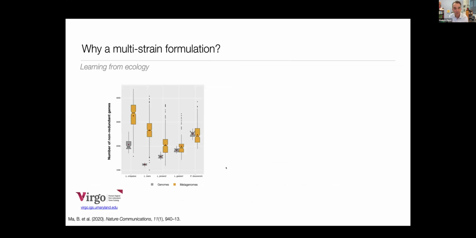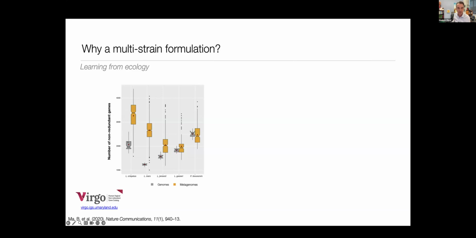So the big question is, why a multi-strain formulation? This is where we're trying to learn from ecology. In analyzing this gene catalog called VIRGO, and analyzing metagenomic datasets, what we found is that if you count the number of non-redundant genes that belong to a specific species in a metagenome, compared to that of a single strain genome, in a metagenome you have a lot more genes that belong to that species than what's encoded in one genome.